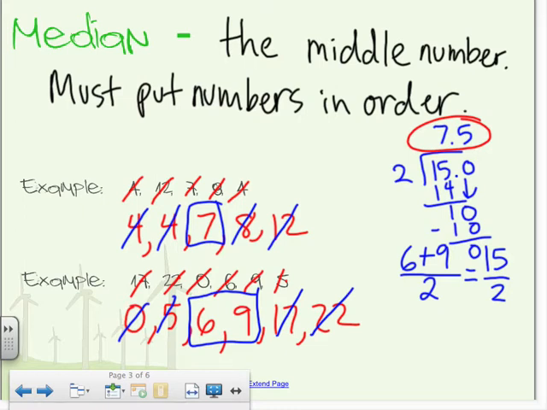Okay, so obviously it's easier when there's an odd number because you have a set median. If there's an even number, you're going to have to find the average of those 2 middle numbers. Okay, and remember, averaging is just adding them up and dividing by how many there are, in this case 2. So that's median.